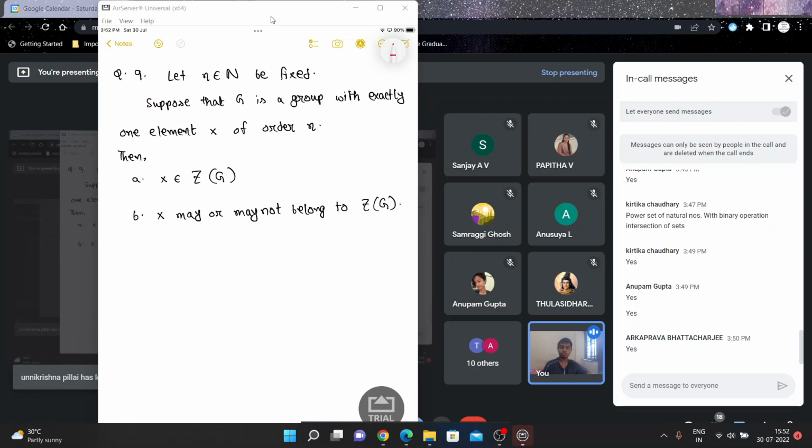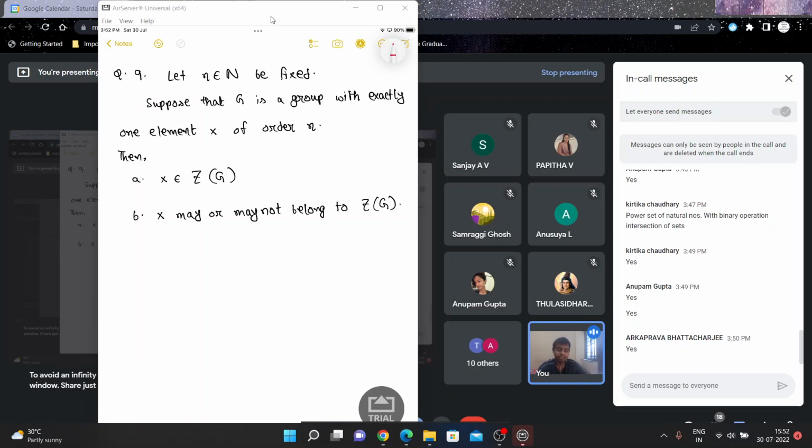We don't have much time left, so we can discuss one more question. You take a fixed natural number n, and suppose that G is a group with the property that there is exactly one element x of order n. You are required to answer whether x is in Z(G), or it might be the case that x may or may not belong to Z(G). Which of the two is correct?